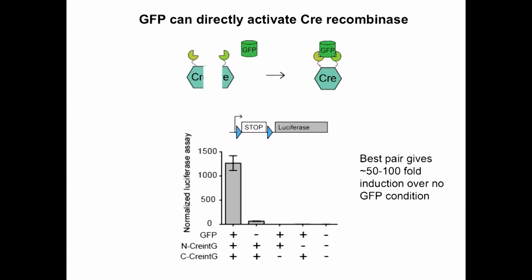And again, he used luciferase as his readout in vitro and was able to get a system that had a very good GFP dependence. So this is Cre recombination in the presence of GFP or in the absence, and this is without some of the components. So in vitro, it worked quite well.